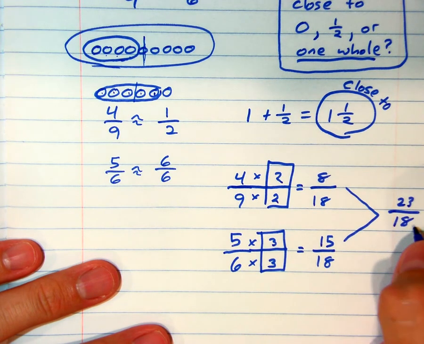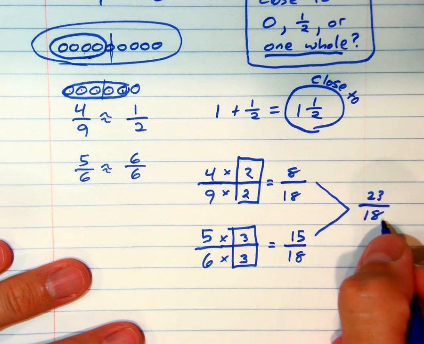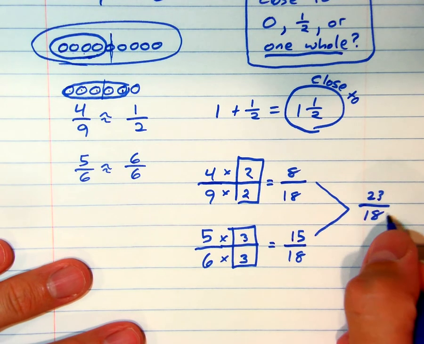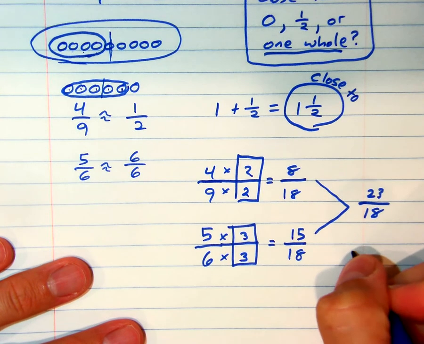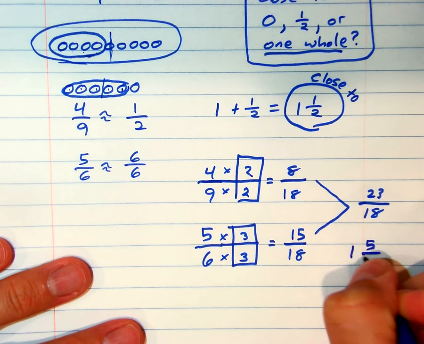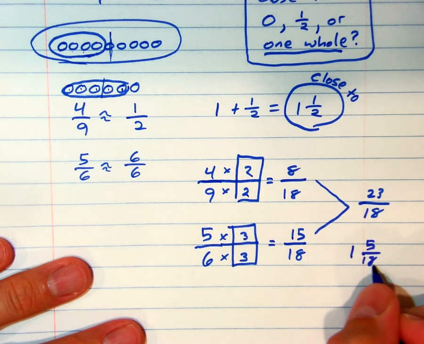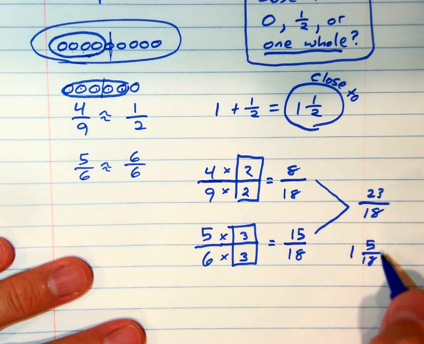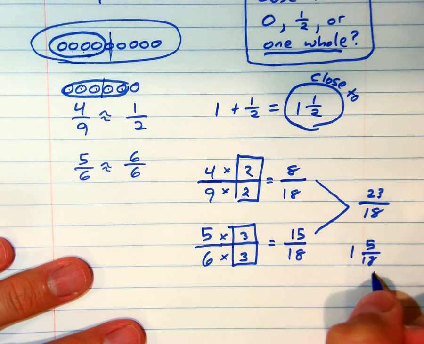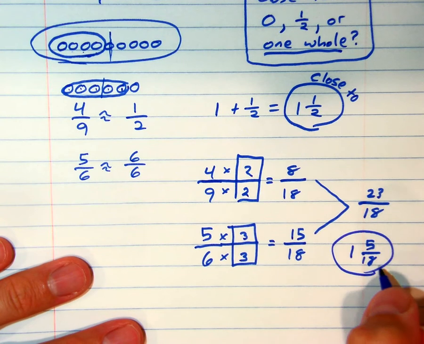And remember, if the total is 18, let's count up from 18 to 23. 19, 20, 21, 22, 23. It's 5. So our answer is 1 5/18. Now, half of 18 is 9. That would be the true 1.5. So our answer here is, it's close enough.